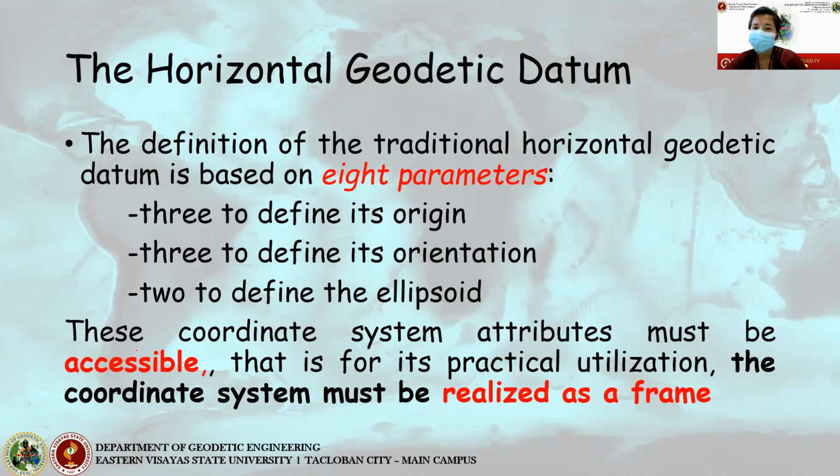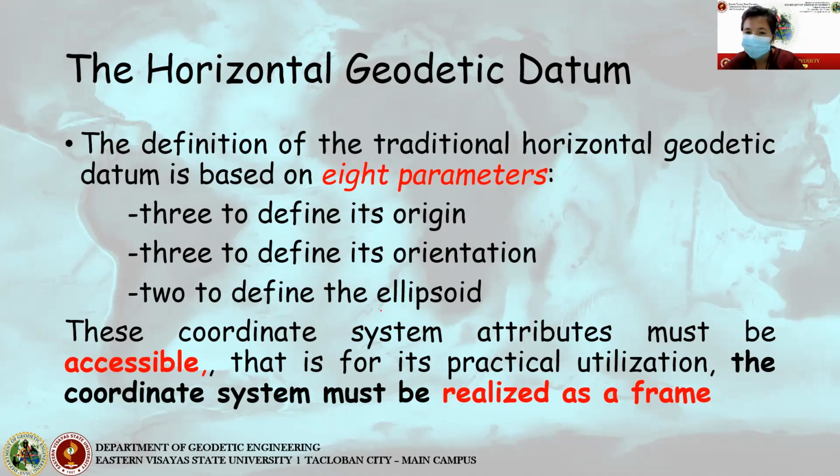So the definition of the traditional horizontal geodetic datum is based on 8 parameters. Remember, 8 parameters. These 8 parameters include 3 to define its origin, another 3 parameters to define its orientation, and 2 parameters to define its ellipsoid. So all in all, we have 8 parameters to define a specific horizontal datum. Again, origin, orientation, and the ellipsoid.